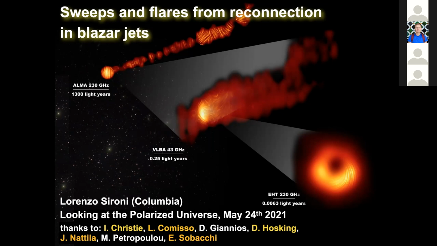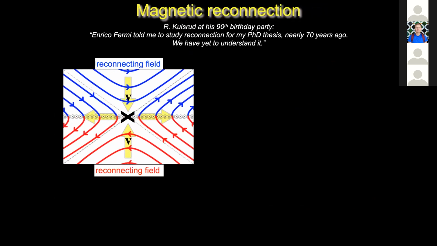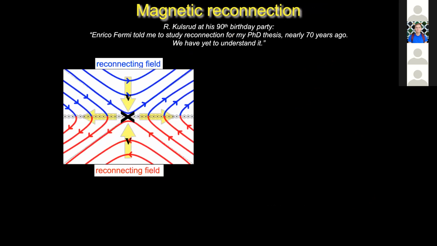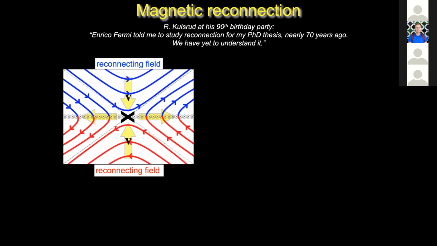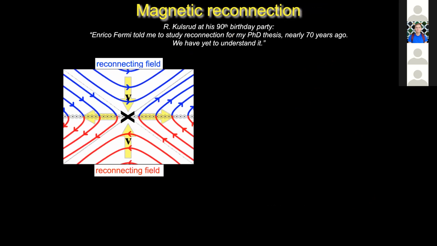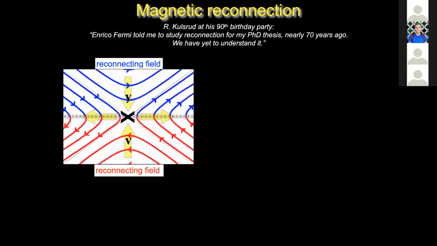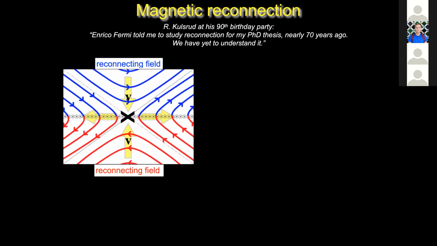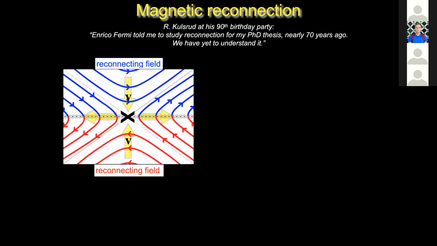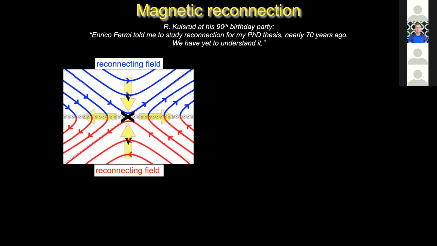So I owe you a definition of what reconnection is. In words by Russell Kulsrud at his 90th birthday party, Enrico Fermi told me to study reconnection for my PhD thesis 70 years ago, and here we are, and we still don't understand it. Given this, let me just say reconnection is a process by which magnetic field energy can be transferred to the particles, sometimes very efficiently. And this is done by essentially breaking the magnetic field lines. The breaking of the magnetic field lines allows us to transfer the magnetic energy into particles.